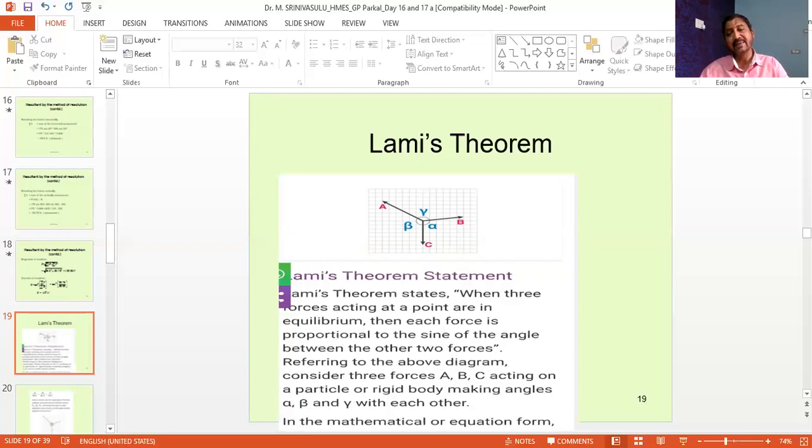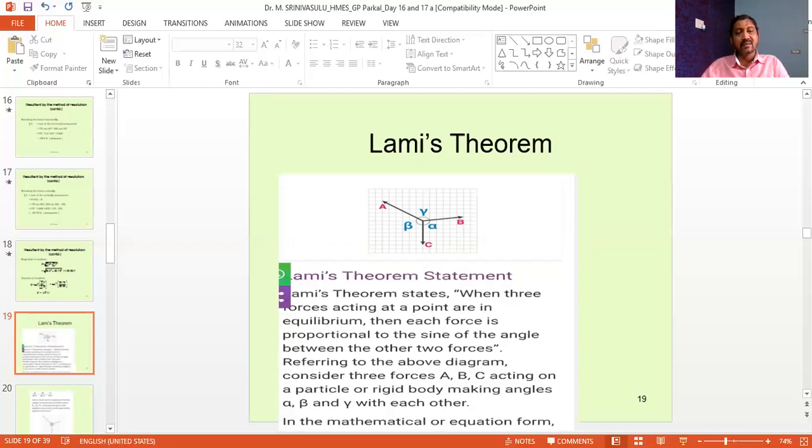Now Lami's theorem. This is a most important theorem, and it describes the equilibrium condition. Here there is no question of the resultant. It will discuss only the equilibrium condition. So as we know, what is the equilibrium condition?